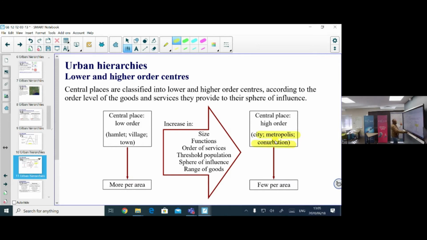So when it is in high order, we have few people per area. So that's where the difference is. When it is low order, we've got more people per area. As it is moving towards high order, you find that the number of people who are using the services increases.